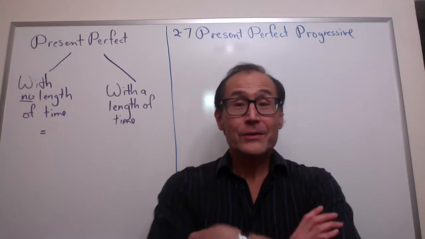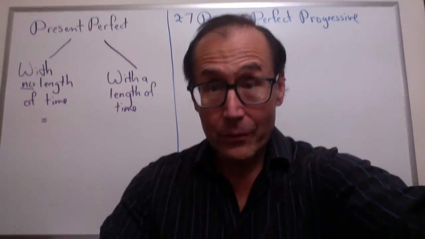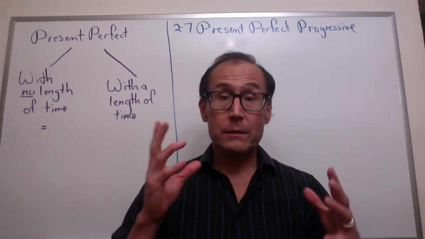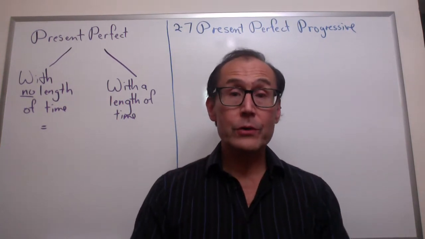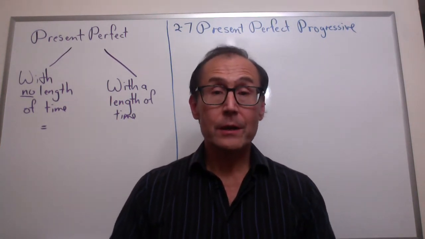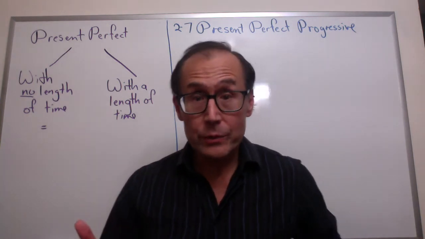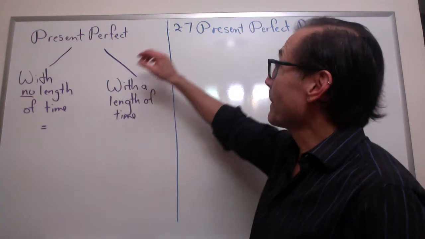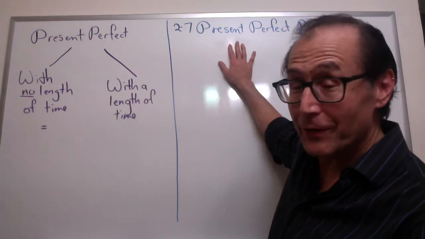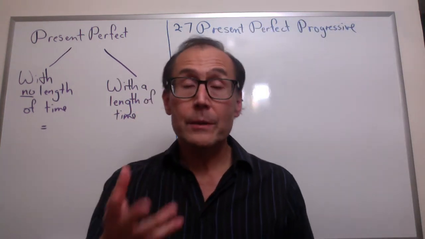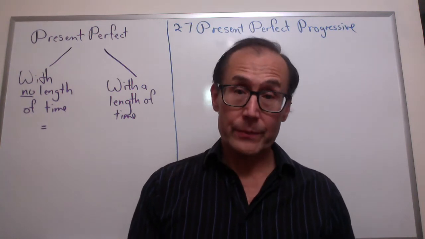Today we're going to be continuing our working through the Blue Azar book, Understanding and Using English Grammar. The chart that we're going to be looking at today is 2-7, present perfect progressive. So let me explain a little bit about what we'll do.